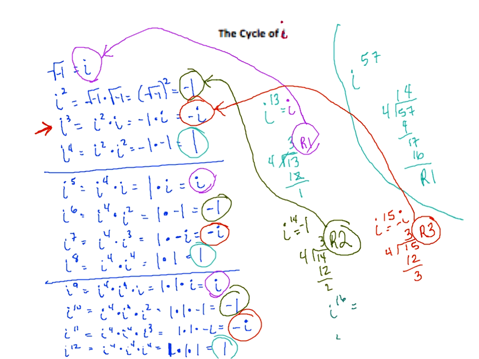i to the 16th, well, 4 goes into 16 4 times. 4 times 4 is 16. You're not going to have a remainder when it's a multiple of 4, so remainder 0 always corresponds to i to the 4th. So i to the 16th is 1. All right, so going back to our i to the 57th, when we divided 57 by 4, we had a remainder of 1. So without even doing any more work, I know that i to the 57th is the same thing as i.